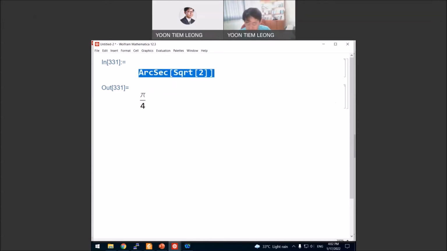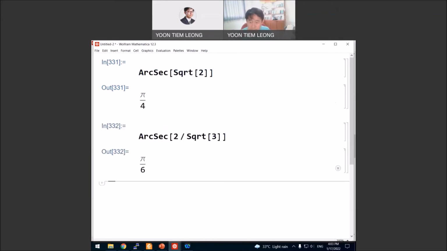Then again, you can ask Mathematica to give you the value of arcsecant. In this case, the other limit that we are going to calculate is 2 over square root of 3. So I think it will give you the exact value. The value of arcsecant of 2 over square root of 3 is just pi over 6. Okay, so that is the correct answer for the values of the limit. So let me go back to my iPad to get to my original calculations.